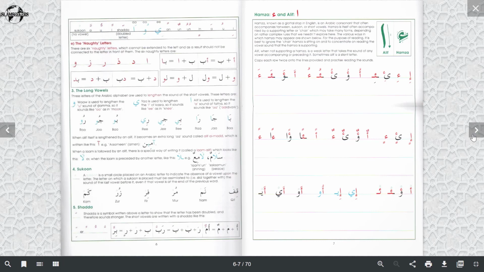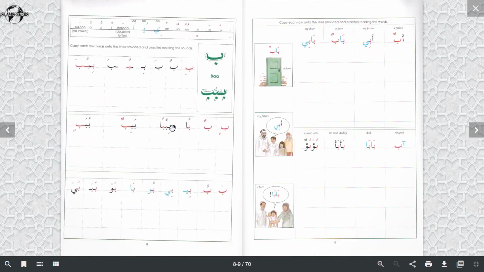Page 8. Study the sound bar across the top of the page. This will help to remind you of the different vowel sounds. The letter ba. Listen to the letter ba as it is read with the various vowel sounds.